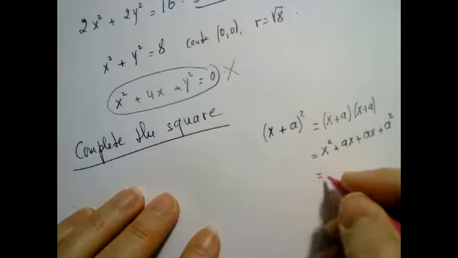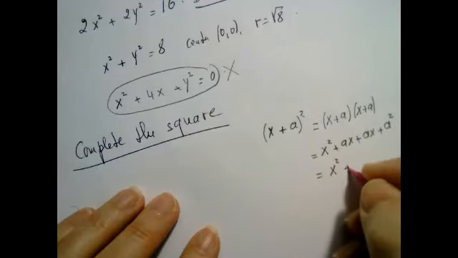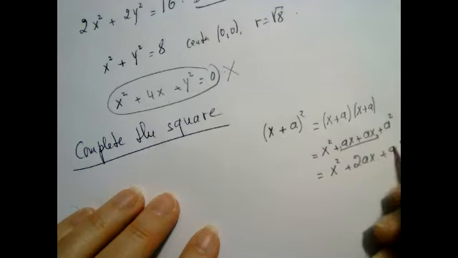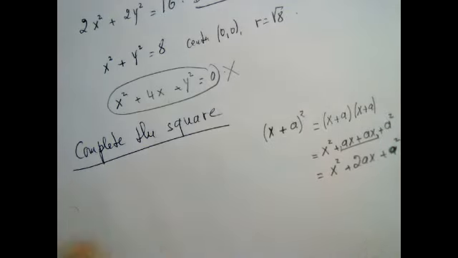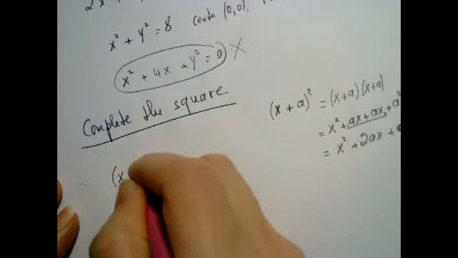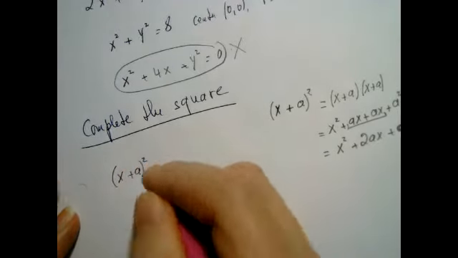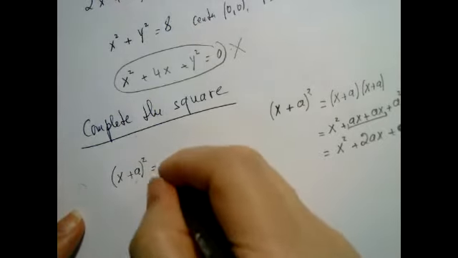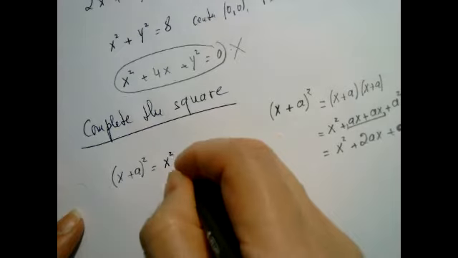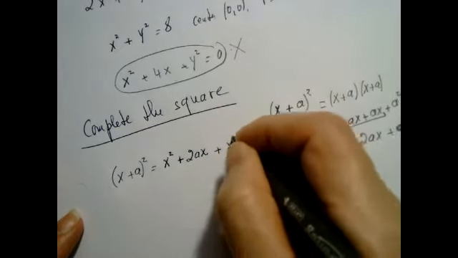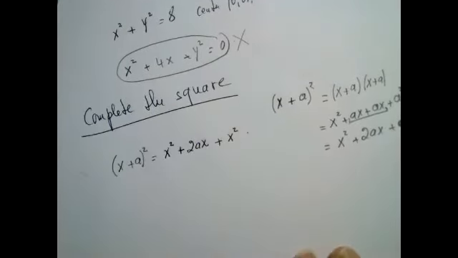All right, it means it's x squared plus ax plus ax plus a squared. If I add those, it's x squared plus 2ax plus a squared. So I'm going to write this down. If you have something like (x plus a) to the power 2, this is x squared plus 2ax plus a squared.